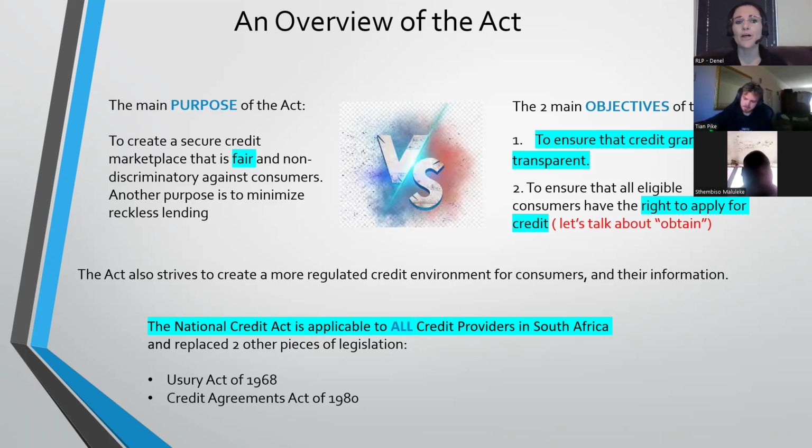So the main purpose of the National Credit Act is firstly to create a secure credit marketplace that is fair and non-discriminatory against consumers. But they do mention that another purpose is to minimize reckless lending. What do you guys understand under reckless lending? Anyone? I was also a victim of reckless lending.